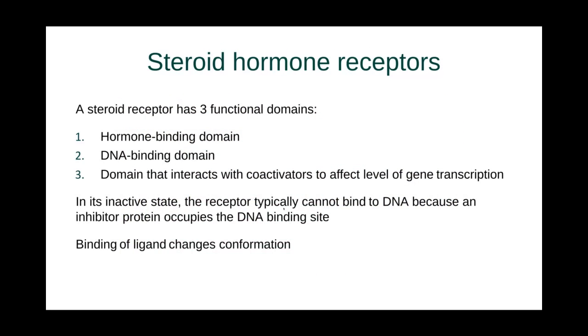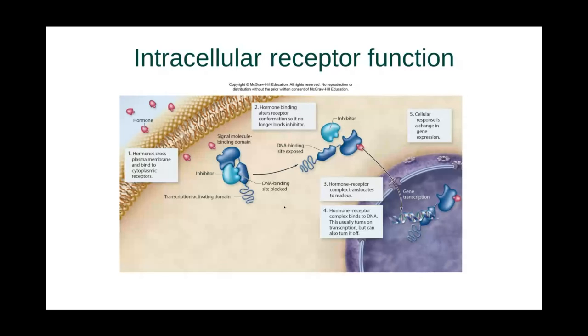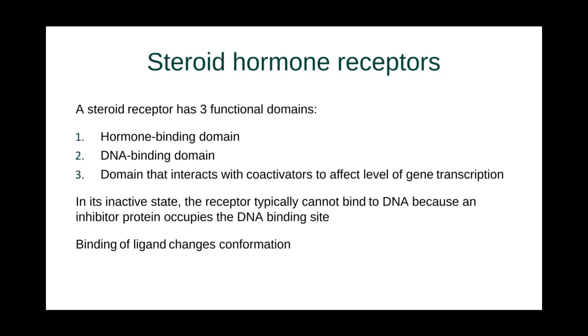But the binding of the ligand, as you can see here, causes that inhibitor to fall off, which frees up that DNA binding site to then bind to DNA and affect transcriptional levels. So this is going to be something that we refer to as an enhancer, right? Something that upregulates and makes transcription of something faster.